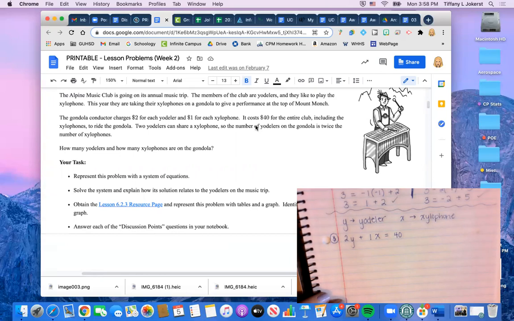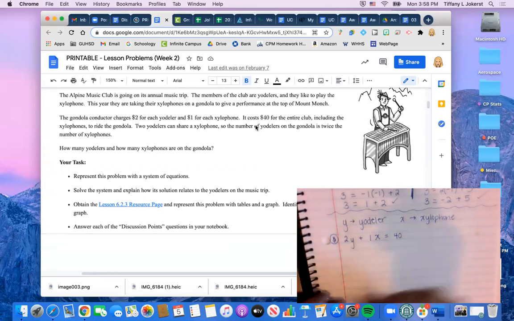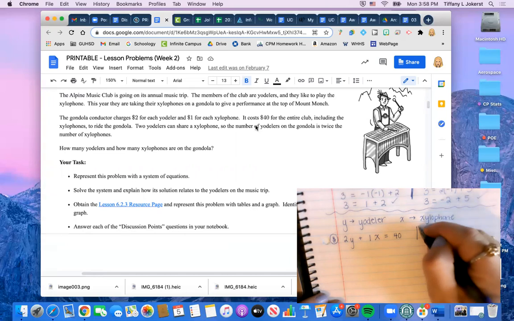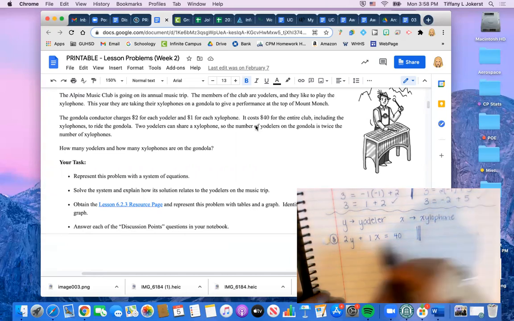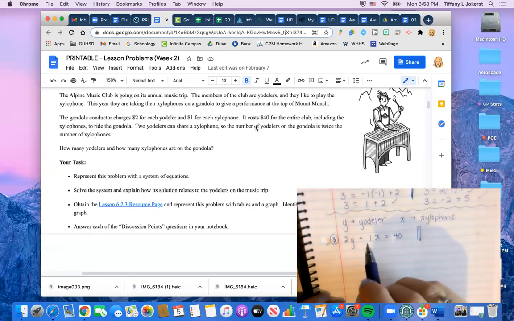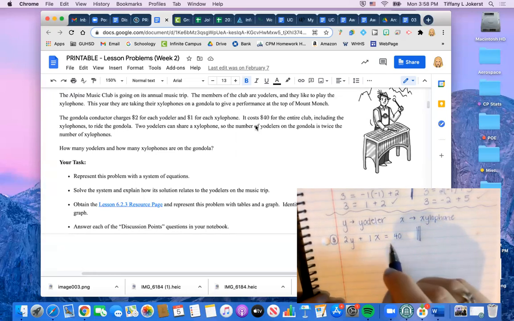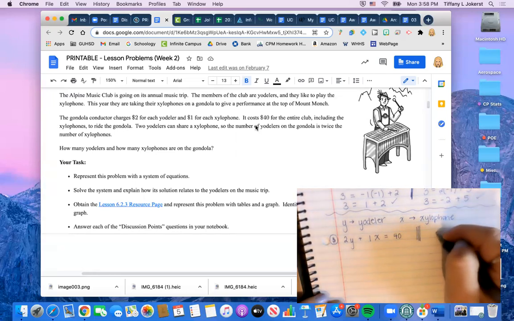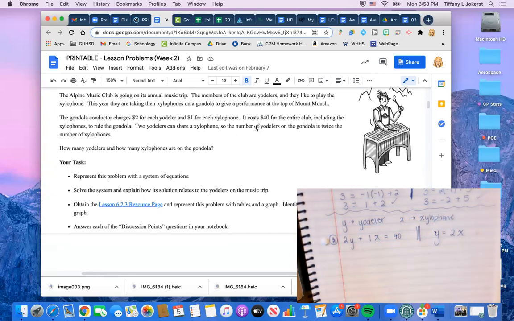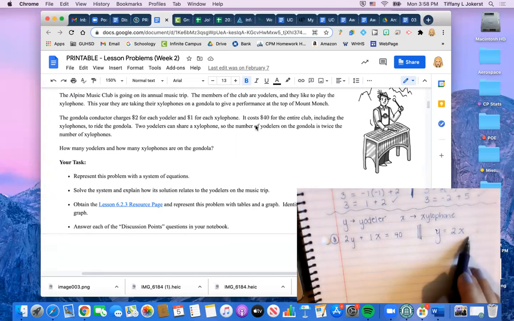But 2 yodelers can share a xylophone, so the number of yodelers on the gondola is twice the number of xylophones. So my second equation is having to do with that. I have twice as many yodelers as xylophones. So my yodelers, y, is equal to twice the number of xylophones. y is 2 times x.